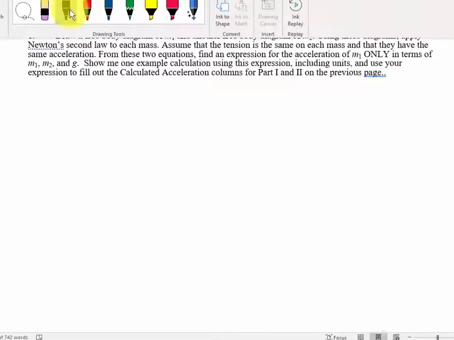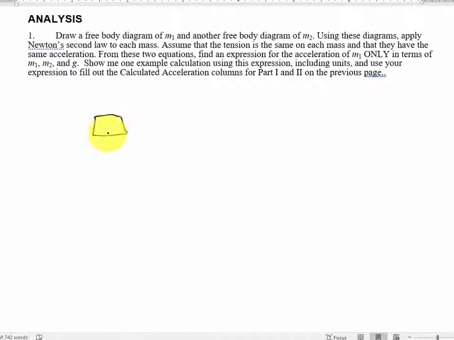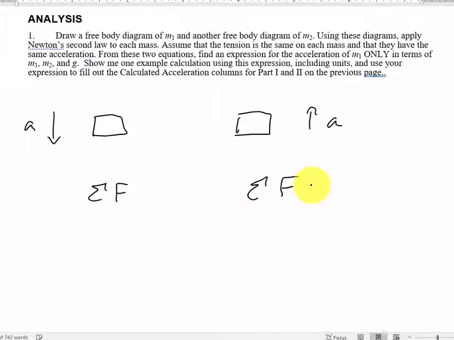What I'm going to have you do is draw the free body diagram for each of these two masses. Keep in mind that this one was moving down and this one was moving in that direction. All I'm going to have you do is draw the free body diagram and write Newton's second law for this one, write Newton's second law for that one, and then come up with an expression for the acceleration in terms of just mass 1, mass 2, and gravity.